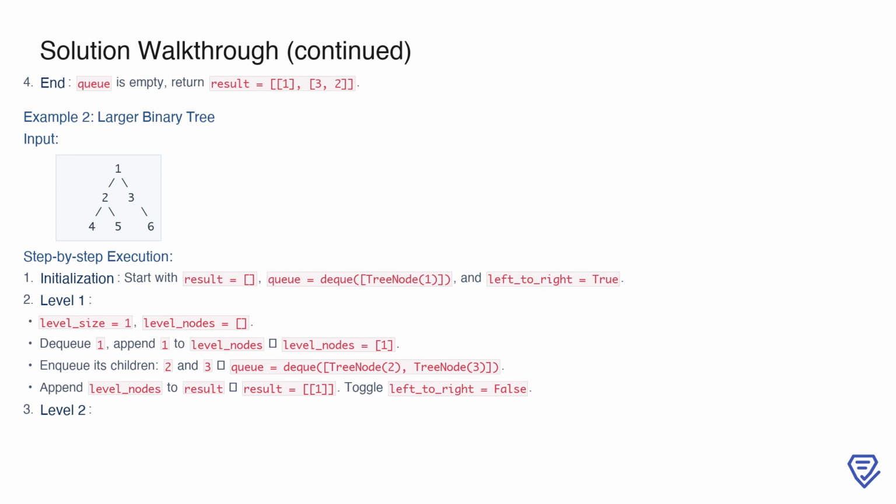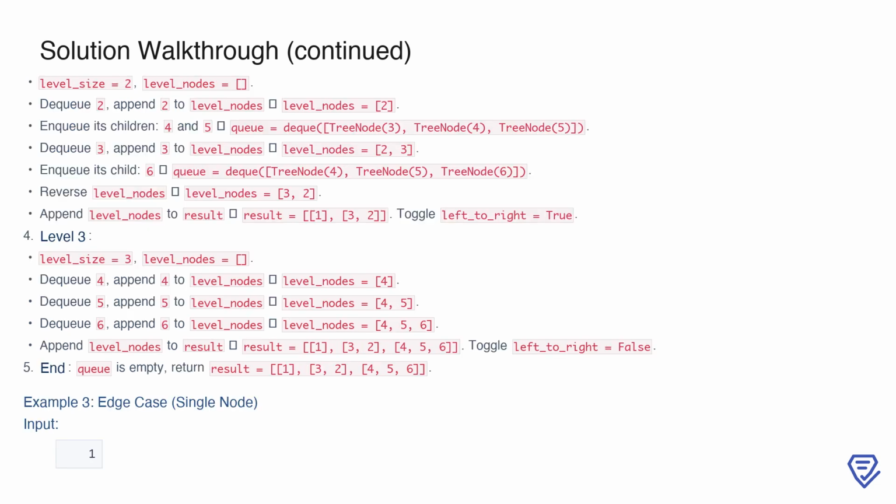Next, we process node 3 by dequeuing it, appending its value to level_nodes, and enqueuing its child, node 6. At this point in level 2, level_nodes contains 2, 3. Since the left_to_right flag is false, we reverse level_nodes, making it 3, 2. We append this to result, updating it to 1, 3, 2. The left_to_right flag is then toggled back to true.